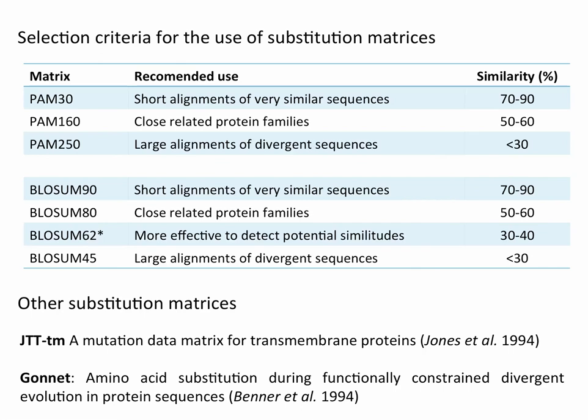Here are some selection criteria for the use of substitution matrices. For short alignments of very similar sequences, use a lower PAM or a higher BLOSUM matrix. For large alignments of divergent sequences, use a larger PAM or a lower BLOSUM matrix.